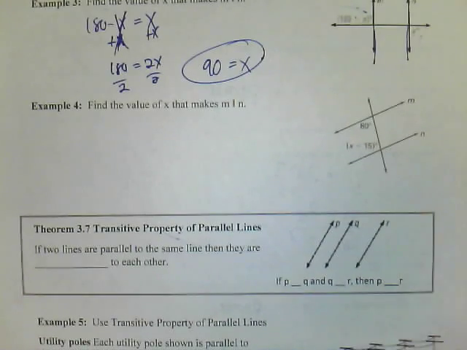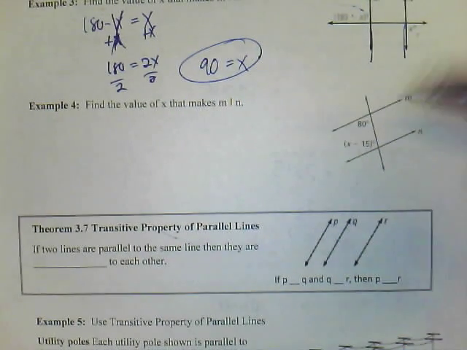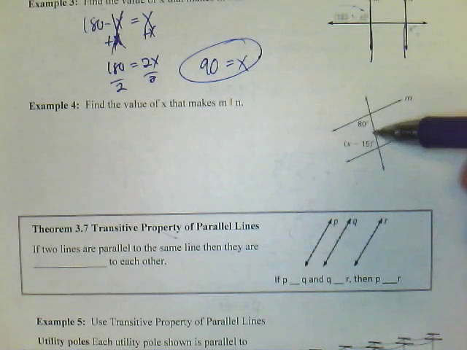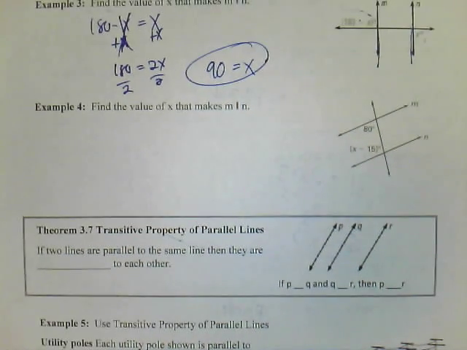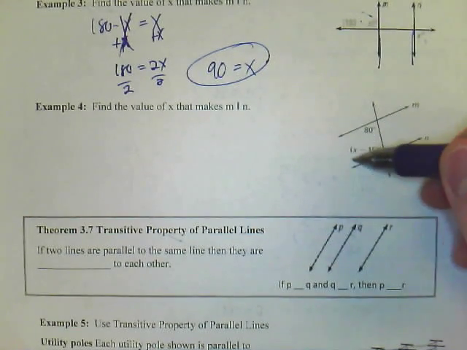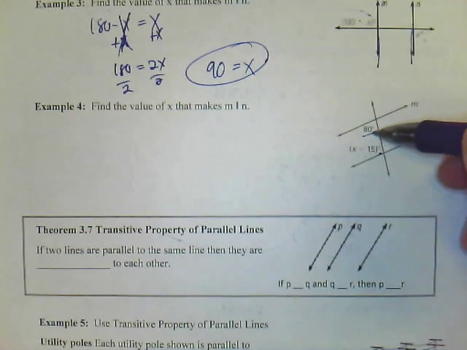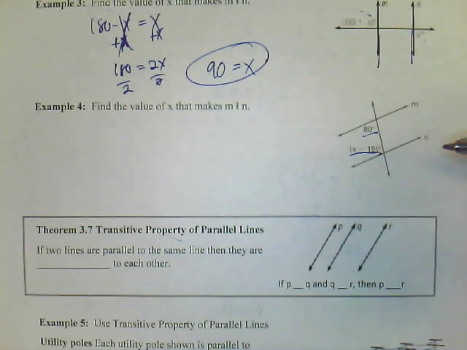Example 4. Find the value of x that makes line m parallel to line n. So again, we've got to find the value that makes this set of angles have the property that makes the lines parallel. Now in this case, they're not going to be congruent. This angle right here that's described by x minus 15, and this angle right here that's described by 80, are consecutive interior angles. Interior because they're between the two lines, consecutive because they're one right after another. They're on the same side of the transversal. So this makes them consecutive interior angles, which means if the lines are going to be parallel, these two angles have to be supplementary.